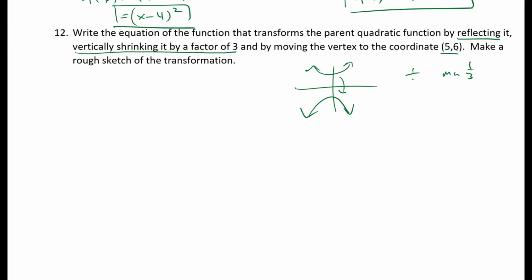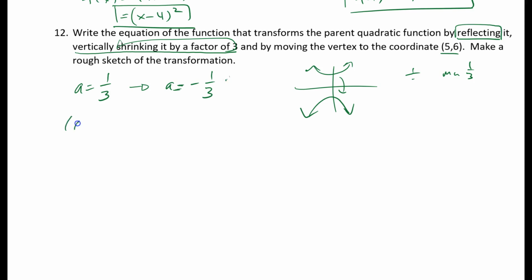All right, so there's three things that are going on here. So we know that a at first is going to be 1/3 because of the shrink by a factor of 3, but it's actually going to be negative 1/3 because we need to reflect this graph as well. And that's how you reflect it: you change the sign of a. So now this is going to be a downward facing parabola that's shrunk.